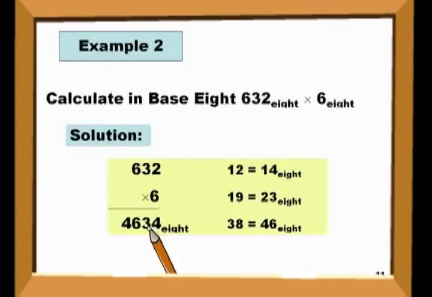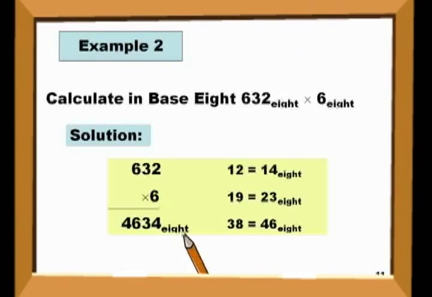Now we move on. 6 6's are 36. And when we add this 2, we have 38. Now we proceed to divide by 8. When 38 is divided by 8, we have 4, 6. Now since this is our last multiplication followed by division, we take the entire 4, 6 and put it here. So the product of 6, 3, 2 and 6 in base 8 is 4, 6, 3, 4 in base 8.